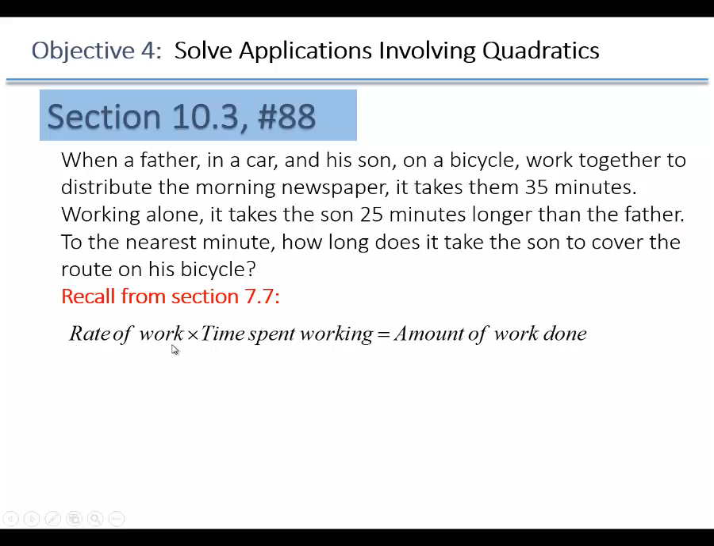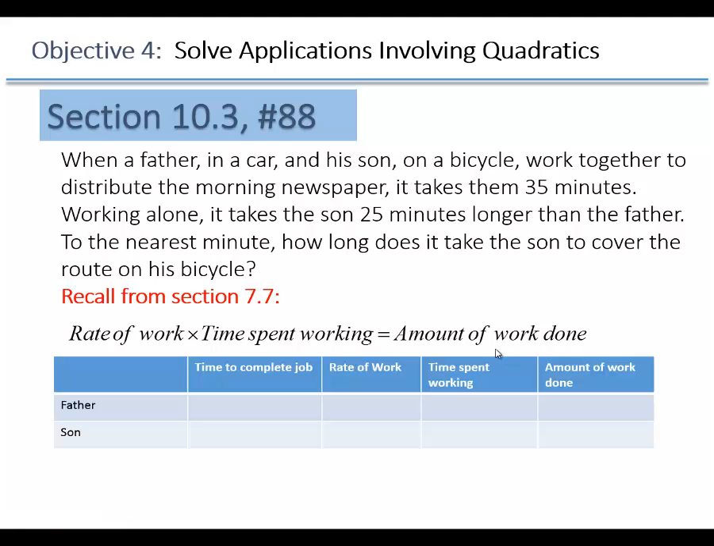But in general, if you take the rate at which a job is done times the amount of time spent doing it, that will tell you how much work is completed. It's kind of like distance, rate, time. The speed of your travel times the time spent traveling would tell you how far you traveled. It's the same idea. So back when we did these earlier, we set up tables to organize our information. We'll do that here too.